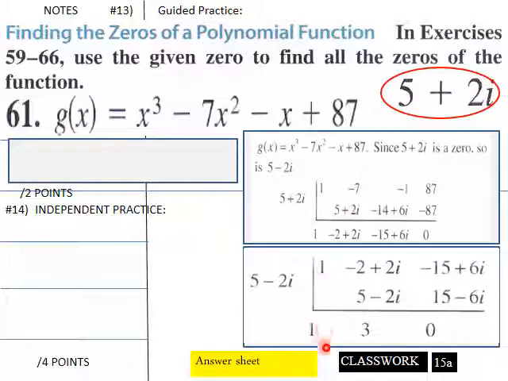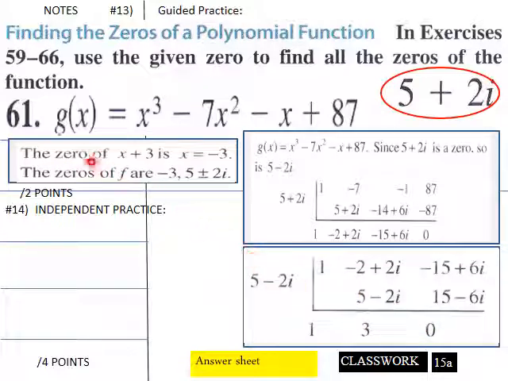And then for 5 minus 2i, we do the same thing just to check it. We multiply and combine like terms here. These cancel out, then 5 minus 2i times 3, we get this, then they cancel out, so we come up with this as our quotient with a zero remainder, so that's a zero. The zero of x plus 3 is x equals negative 3. So x equals negative 3 here. And then the zeros of f are negative 3 and 5 plus or minus 2i. So there are 3 zeros of this function.